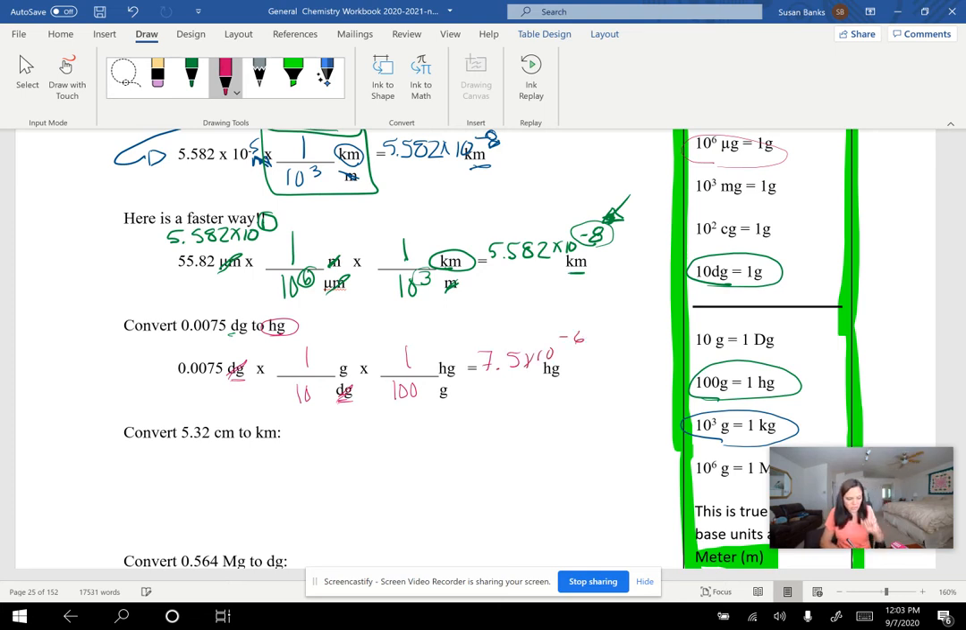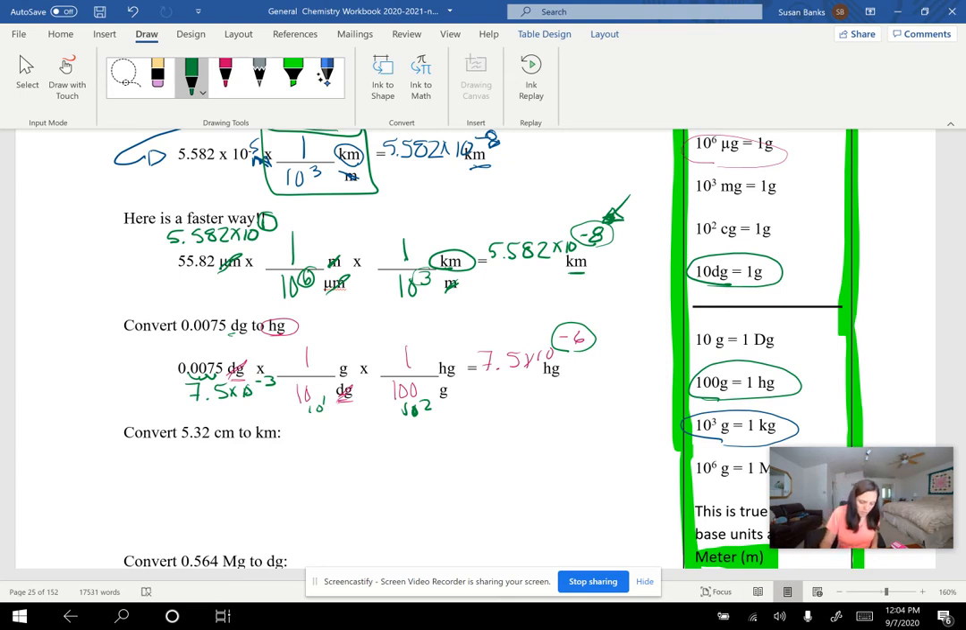Let's do our trick with our exponents here. So this is really 7.5 times 10 to the negative 3, right? 1, 2, 3. Okay, so negative 3, this is times 10 to the 1, right? Negative 3 minus 1 will give me negative 4. This is times 10 to the 2. So negative 4 minus 2 will give me negative 6. So that's right where I want to be.